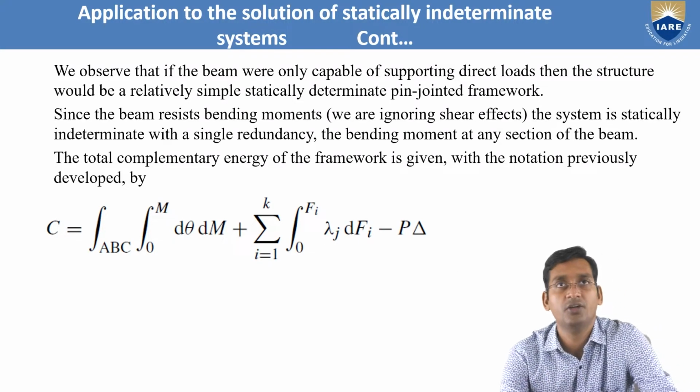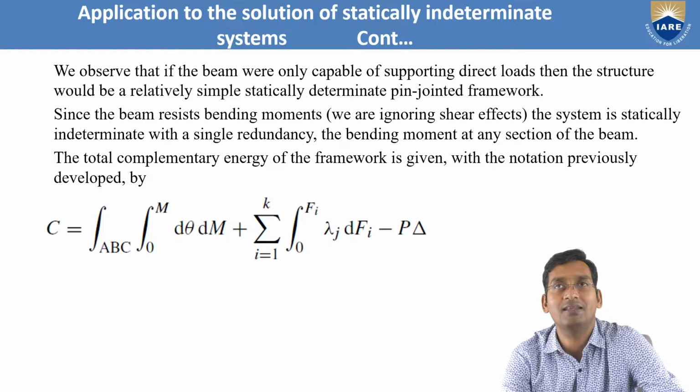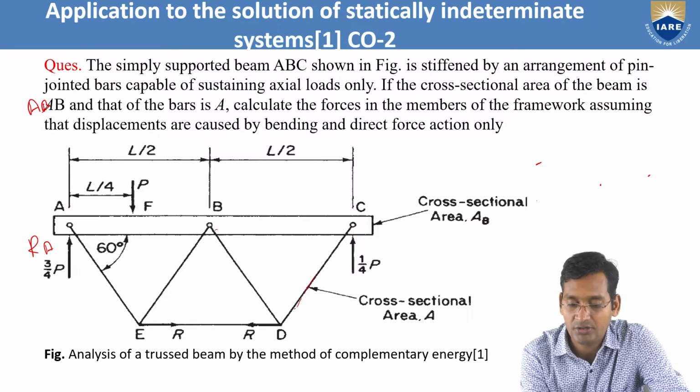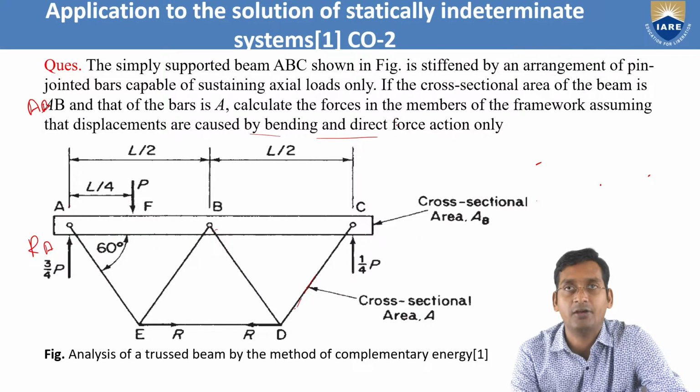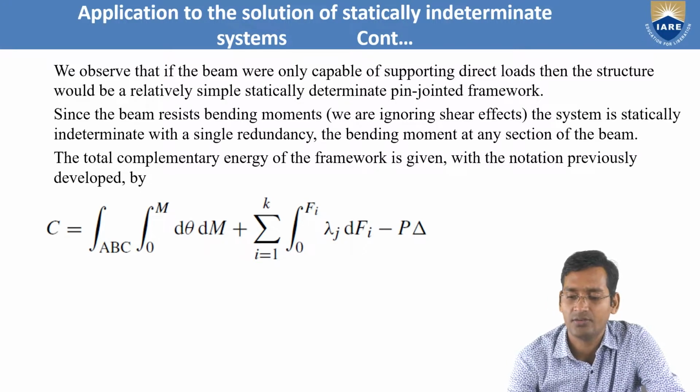So what we observed is that if the beam were only capable of supporting direct loads, then the structure would be a relatively simple, statically determinate pin joint framework. Here it is supporting direct loads only, right? Since the beam resists bending moment, we are ignoring shear effects. That's why it's clearly mentioned here. Because of the bending and direct loads, there is no need to consider the shear force or shear stress, right?